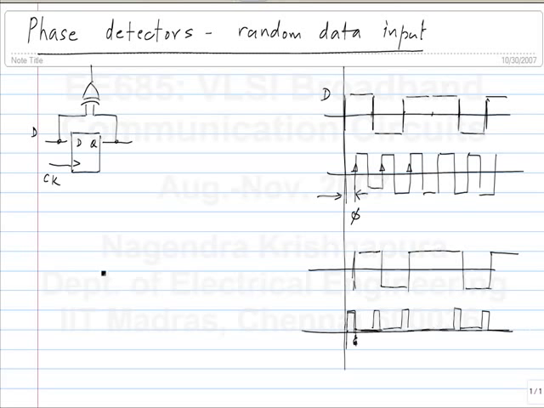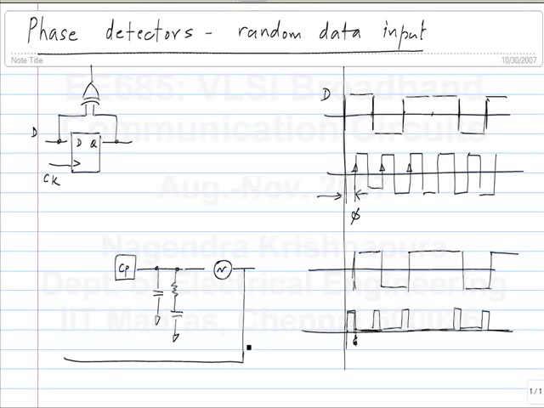So let's say we have our usual charge pump, loop filter, and a VCO. Now, when you are doing clock recovery, the clock rate of the VCO is the same as that of the data. There will be no divider in the feedback path because you want to clock the data in every period. So that is one difference. Is this part clear? Why there is no divider in the feedback path?